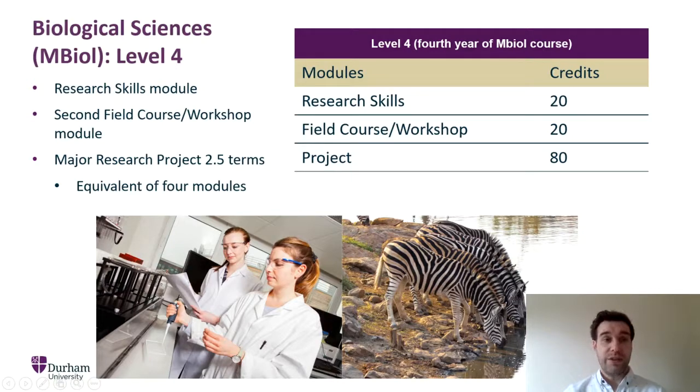And then in the fourth year you do another research skills module, a second field course or workshop, and then 4 modules are combined, producing an 80 credit module. And those 4 modules are effectively an extensive research project that goes over about 2.5 terms. It's the equivalent of 4 modules put together.